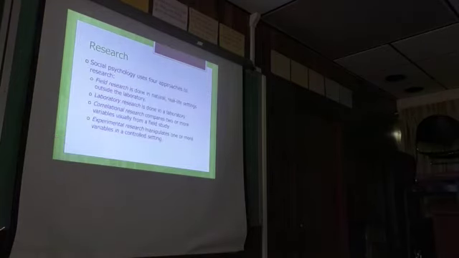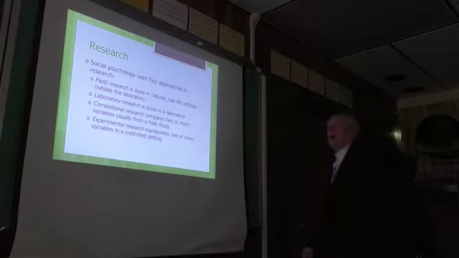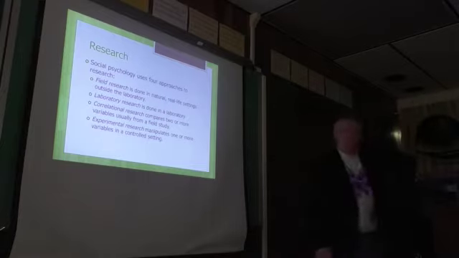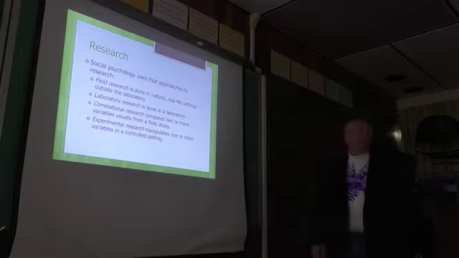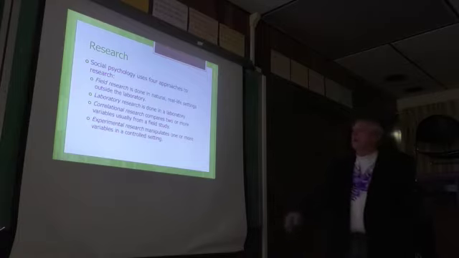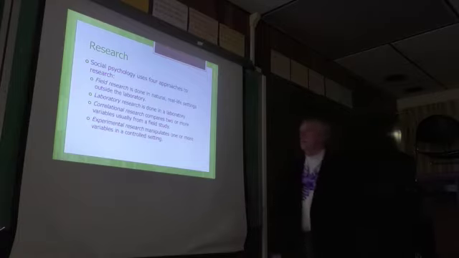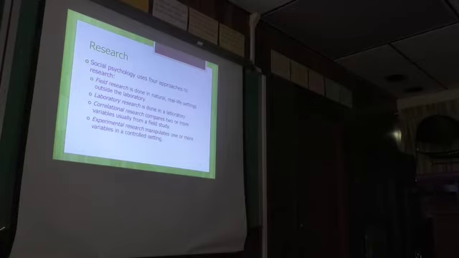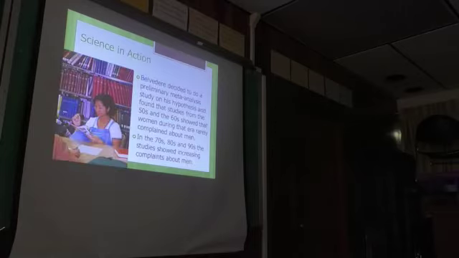Social psychology uses 4 approaches to research. Field research is done in natural, real-life settings outside the laboratory. Laboratory research is done in a laboratory, of course. Correlational research compares 2 or more variables, usually from a field study, and experimental research manipulates 1 or more variables in a controlled setting. Okay, so there's 4 different types of research, and we're going to talk about them right now. We're going to use Dr. Belvedere's study to talk about all 4 of these types of research.